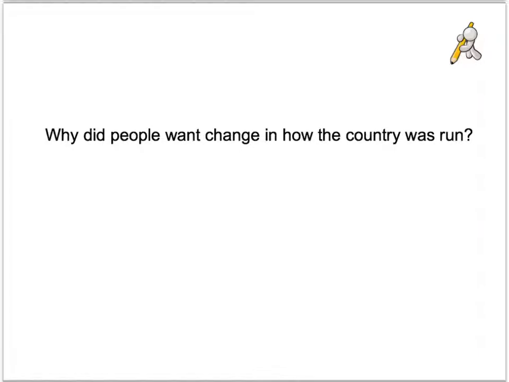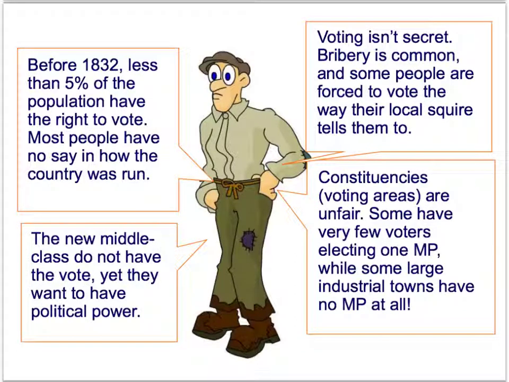So, the question we've kept coming back to: why did people want change in how the country was run? You've certainly seen that the country was not run with a system that was fair, and it's not difficult to point out the faults. Some interesting explanation then that you might want to add to that spider diagram that you had of lists and faults that were wrong with politics in 1832.